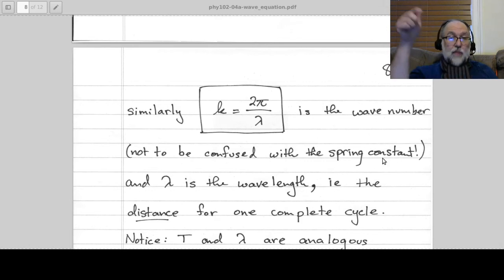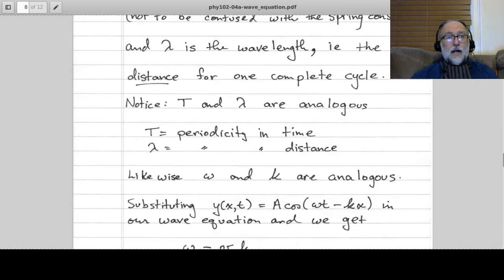Just like omega was 2 pi over capital T, where T was the periodicity in time, k, this wave number, is 2 pi over lambda. And what's lambda? It's the wavelength. It's the periodicity in space. It's like how far do you go from one crest to its neighboring crest? So k is exactly the equivalent of omega, but spatially rather than temporally. T, the period, is the periodicity in time; lambda is the periodicity in distance. Omega is the frequency of that periodicity in time, and k is, I don't want to call it frequency, but the rate of the periodicity in distance or in space. So both of them are analogous to one another.